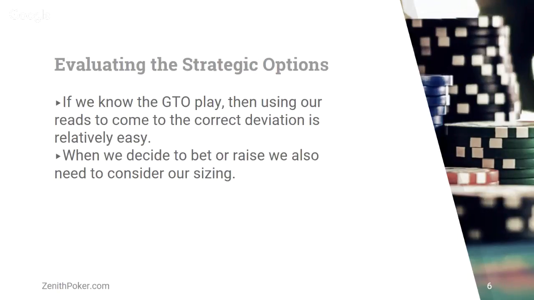All right. So after all of that, we've gone through our decision tree, and now we have a read which we think is relatively strong and reliable. Then we go and evaluate the strategic options in terms of a deviation. Once we know what the GTO play is, then we can use these reads to figure out what a deviation might be. And it's not just the deviation in terms of fold, call, or raise. We also need to think about specific sizing that we're going to be using. So bet sizing is an important consideration when we're thinking about our exploits.